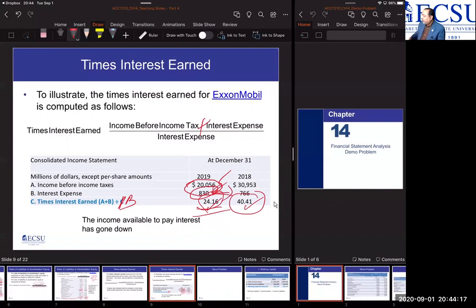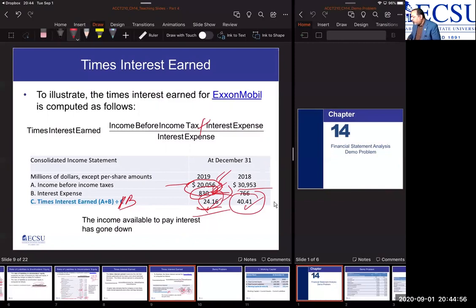Another point you can see is the income has decreased, because it was 30,953 and it has gone down to 20,056. But on the other hand, the interest expense increased. So that is why there is a decrease. If you're an investor looking at the company, you would be a little worried about this particular company because it may be overstretching after some time. So that would be the times interest earned ratio.